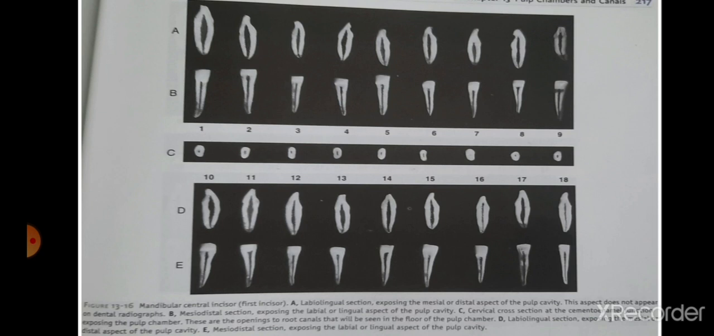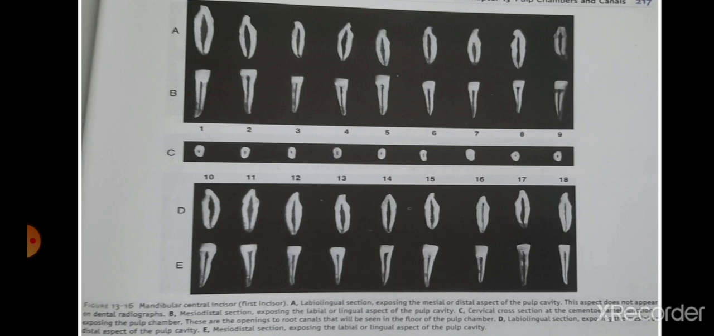The more nearly round the root, the more nearly round is the canal. You can see this in figure 13.16. See, if the root is more round, the canal will also be more round, right?